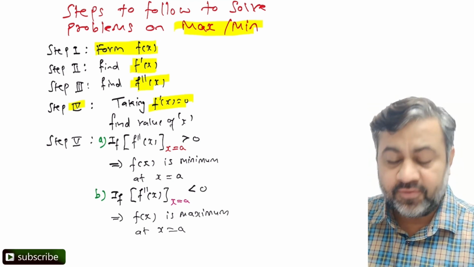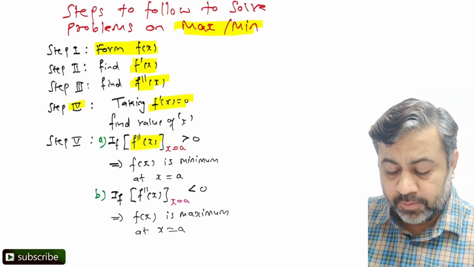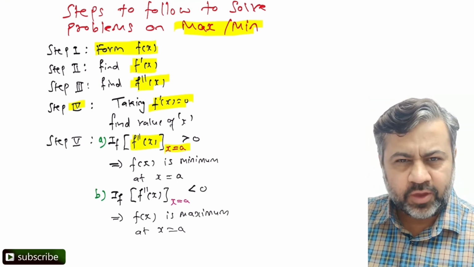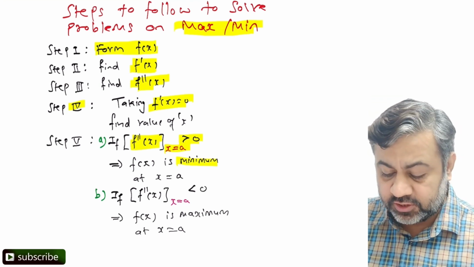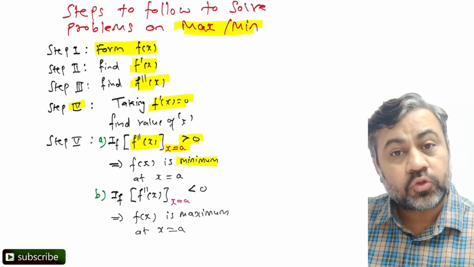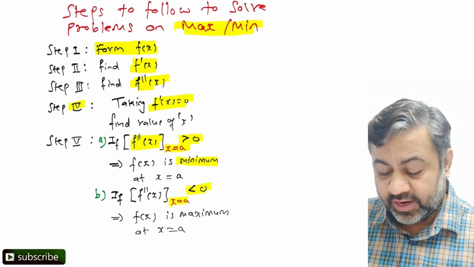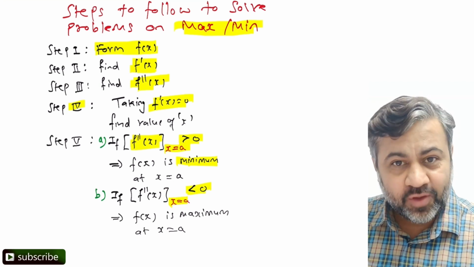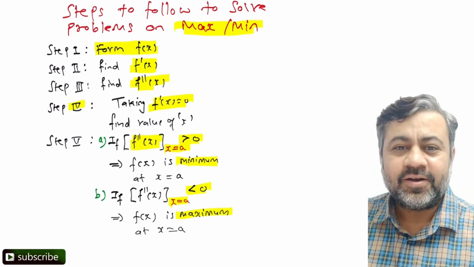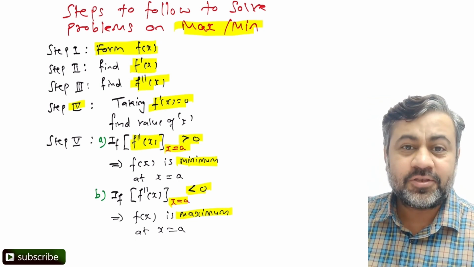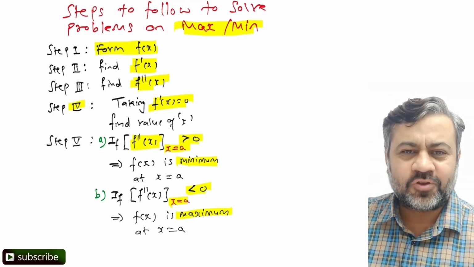Now in step number 5, whatever value of x you have got, you need to substitute that value of x in the double derivative. You put the value of x, say a, or whatever you get, and if the double derivative turns out to be positive, then the function is minimum. And if by putting the value a in the double derivative you get a negative value, then it is maximum. Positive gives minimum, negative gives maximum. This is the basic concept one needs to understand before we proceed to start solving some questions.